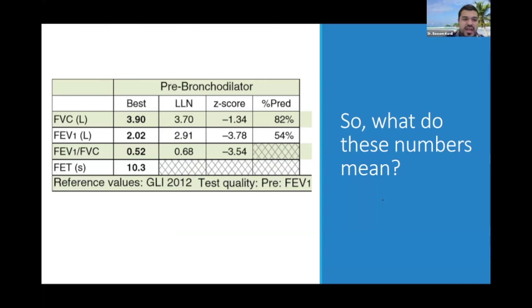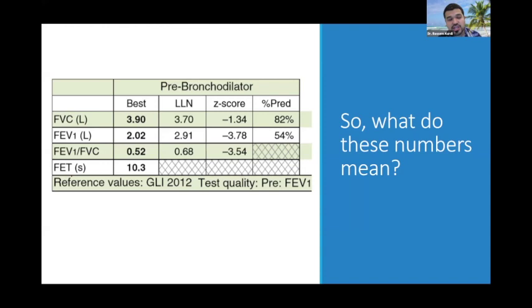Okay, so this is what happens. The forced vital capacity is what Dr. Noor explained. It's the maximal exhalation after maximal inhalation. How much I can exhale maximally. The FEV1 is the volume in the first second. And then we look at the ratio. FET is the forced exhalation time. How long did I exhale? So this is what the ATS actually recommends reporting.